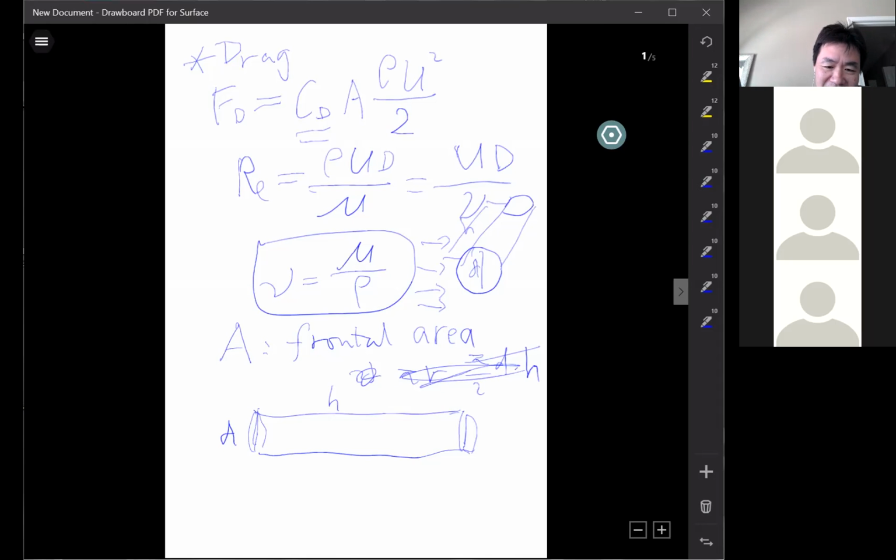It's actually in this drag force equation, the frontal area is D times H. So it's a rectangle. That's when you look at it from the front, what's the area you see? Okay, I have a question.